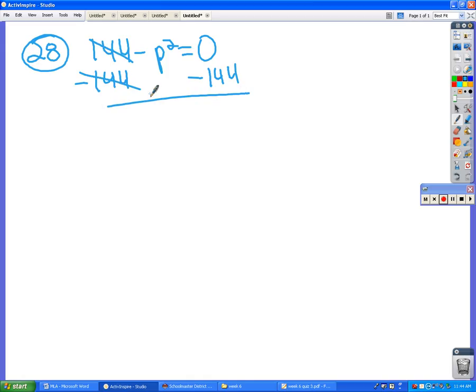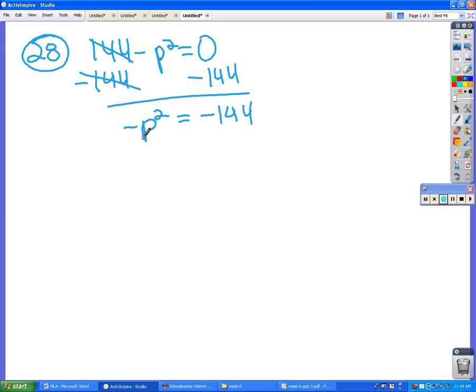So those would cancel. And then what would I have left on the left-hand side of the equation? Negative p squared equals negative 144. Now you might be inclined to say no solution because it's a negative number, but this isn't what p squared equals, it's what negative p squared equals. So before I try to take the square root, I need to get rid of this negative sign. How would you do that?